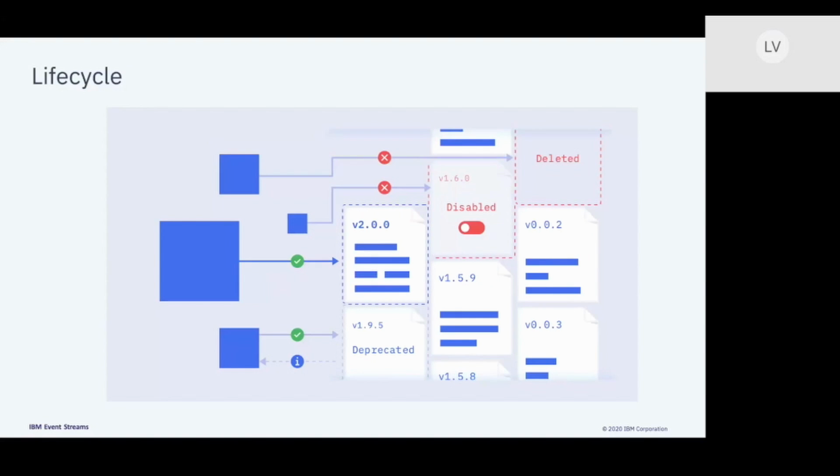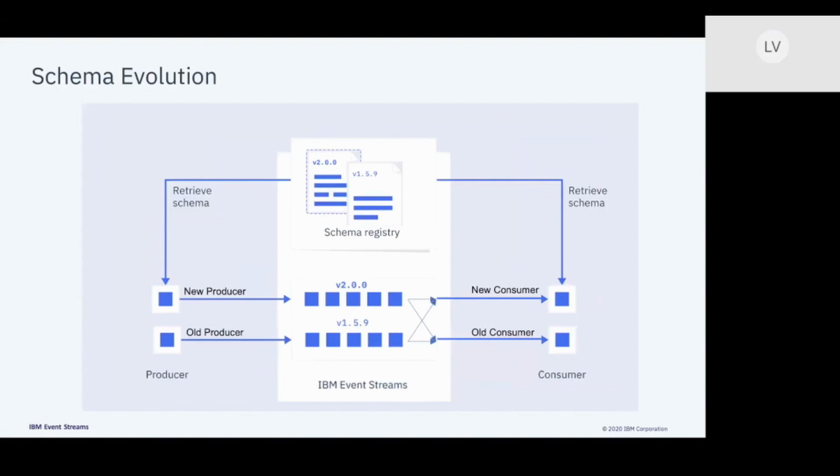And you can get something like this. New producers for a period of time will use the new release, version 2, and the old producers can continue with version 1, and vice versa. New consumers can consume the previous version or the new schema, and that's managed by IBM Event Streams.